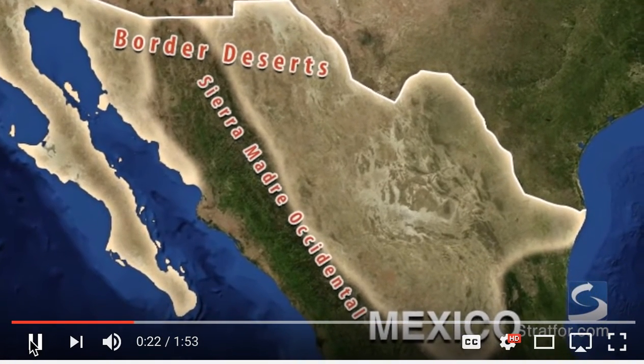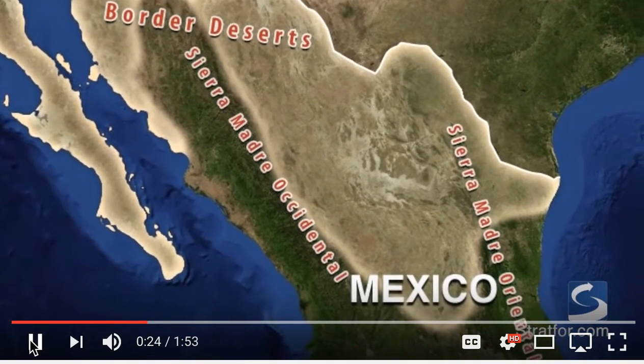Sierra Madre Occidental and Sierra Madre Oriental dominate the Pacific.